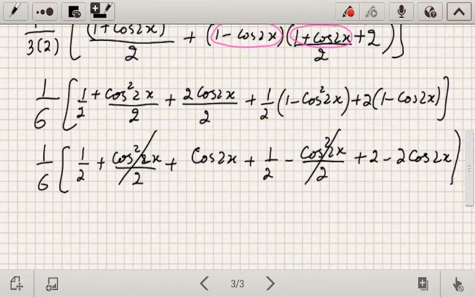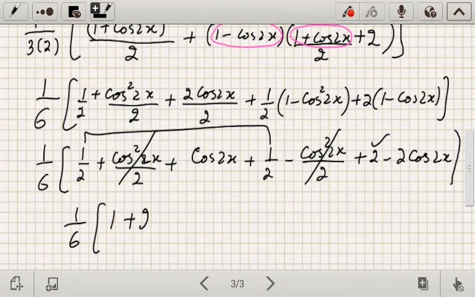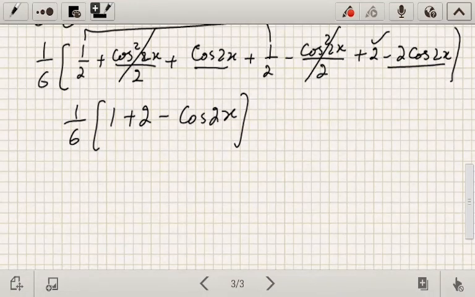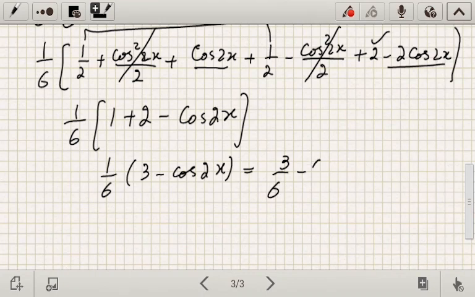So we see that these two terms are going to cancel out, and these two terms add up to be 1. So 1 over 6 into 1, and similarly we have a 2 here, so I'm going to write down 2 here, and we have cos 2x and minus 2 cos 2x, so we will be left with minus cos 2x, right? So now we can write down 1 over 6 into 3 minus cos 2x, which can be written as 3 over 6 minus cos 2x divided by 6, which is equal to 1 over 2 minus 1 over 6 cos 2x.